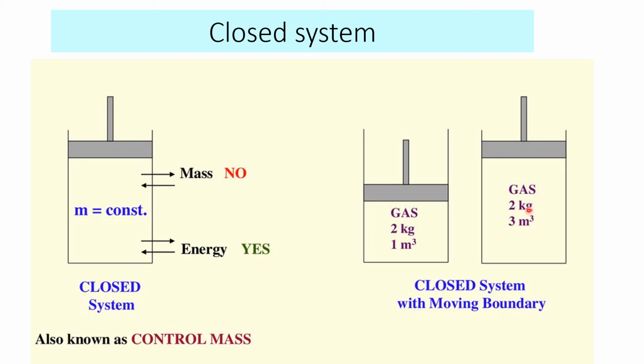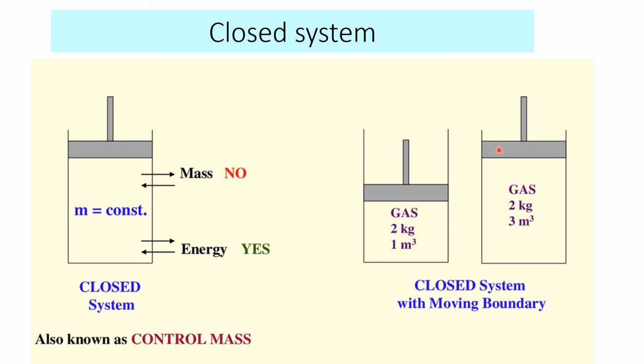It does not have to be fixed. It may be fixed or it may not be fixed. Here, see here, the volume of the gas becomes 3 metre cube. Volume has increased here, so it is pushing the piston upwards. That means the boundary is movable here.